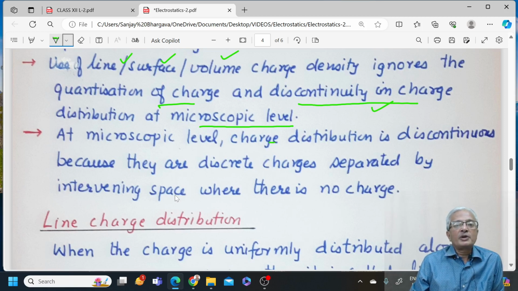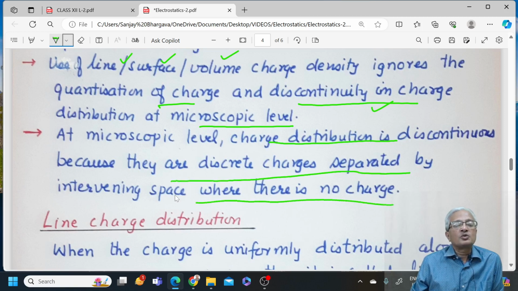At microscopic level, charge distribution is discontinuous because they are discrete charges separated by intervening space where there is no charge. That is why at microscopic level we consider the charge distributions to be discontinuous. This concept of discontinuity goes when we choose larger systems of charge distribution like line charge distribution, surface charge distribution, and the volume charge distribution.